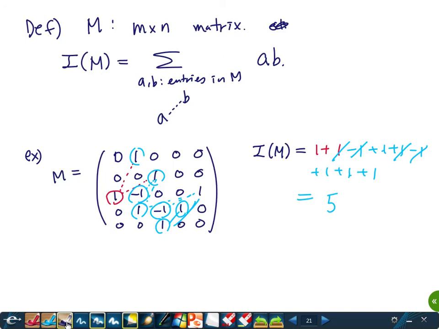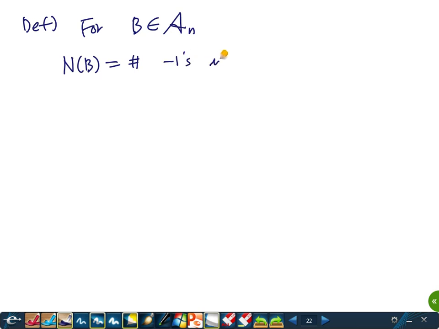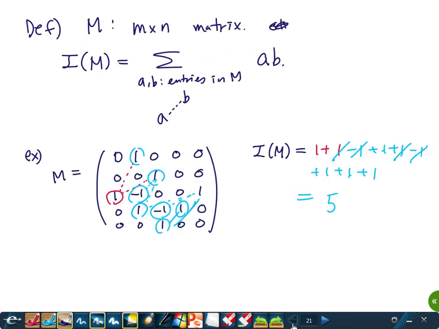So we define a statistic on matrices, which of course can be applied to the alternating sign matrices. I'm going to define one more very natural statistic on alternating sign matrices. Now, let's say B is an alternating sign matrix. N of B is the number of -1s in B. So, for instance, here, what is N of B? You just count the number of -1s. 2. All right?